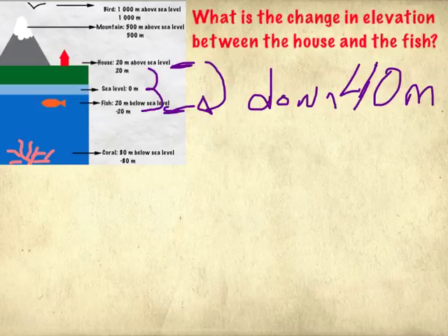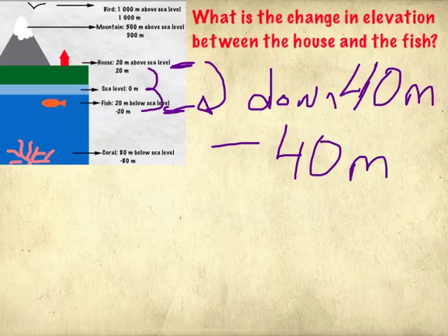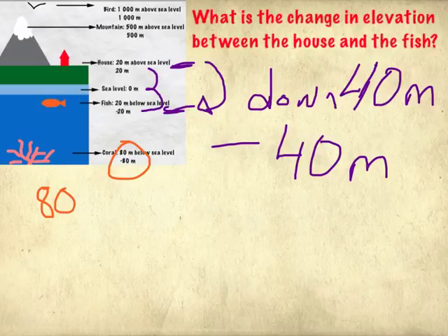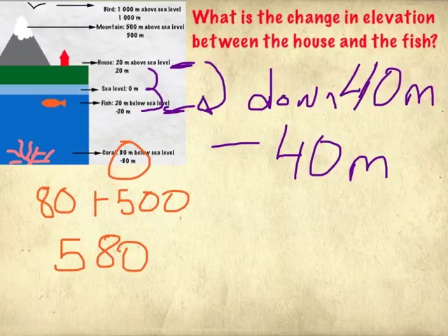Another way I could write down 40 meters is I could say I went negative 40 meters. Okay? If I wanted to change it up, if I want to say what is the change in elevation from the coral to the mountain, I started at the coral, which is at 80 meters below sea level. So I'll have to go up 80 meters to get to the ocean. And then to get to the mountain, I'm going to have to go up another 500. So I will have to go up 580 meters to get from the coral to the mountain. No negative, because I'm going up.